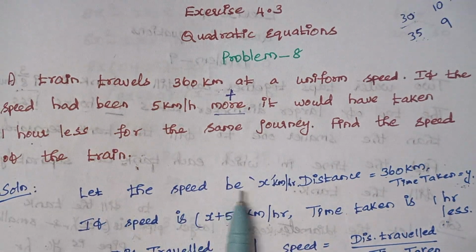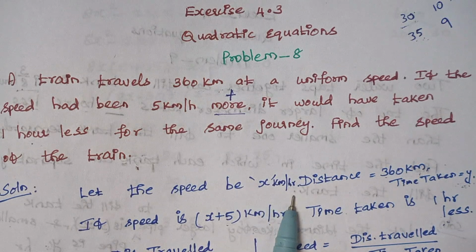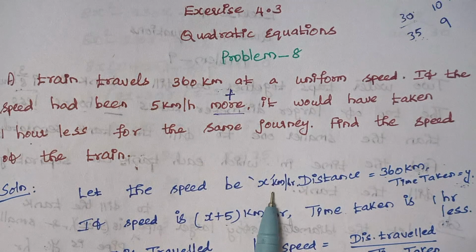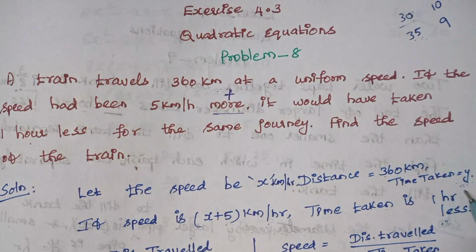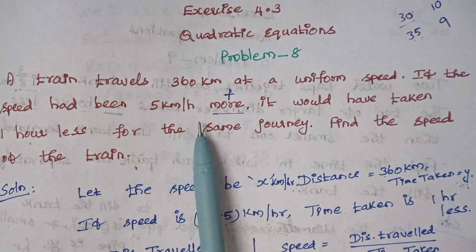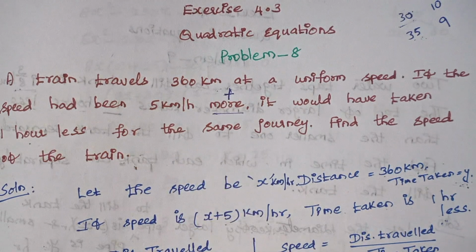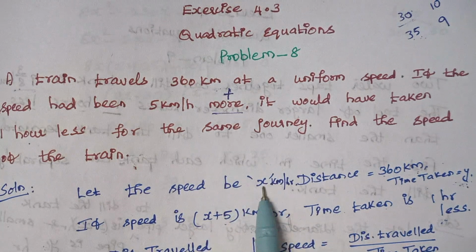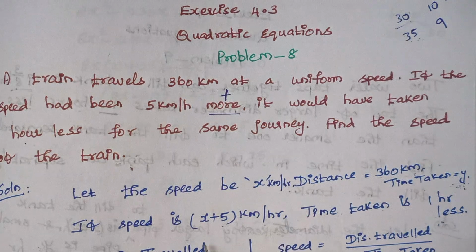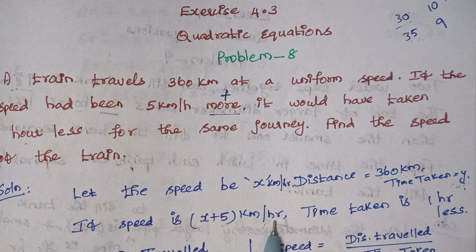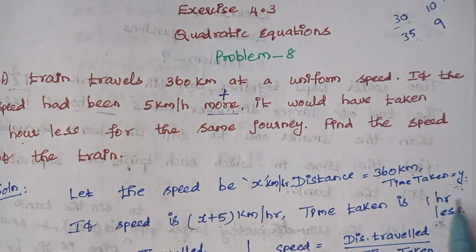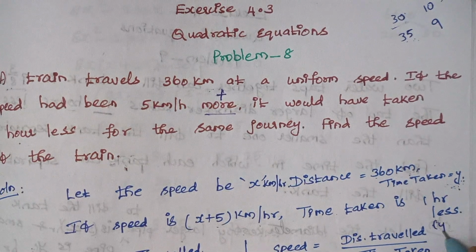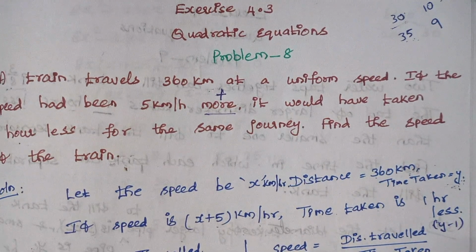So let the speed be x kilometer per hour, because we don't know the speed. Let it be x, and the distance is 360 km. It is clearly given, and the time taken for that journey is y. Now the speed is increased by 5 km per hour. So here the speed is x, and now it is increased by 5 kilometers. Therefore it is x plus 5 km per hour. And now the time taken is 1 hour less. Initially the time taken is y, so now the time taken is 1 hour less, that is y minus 1.